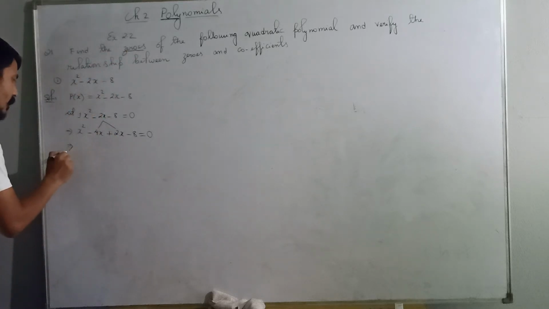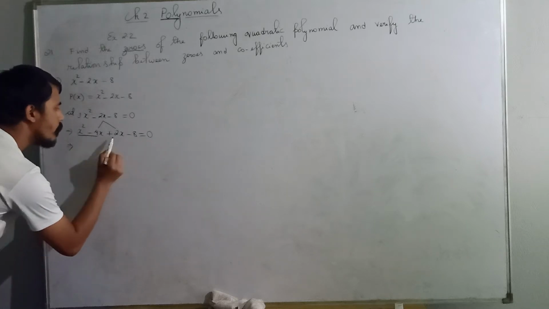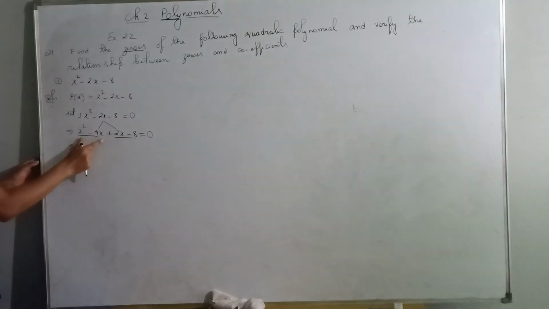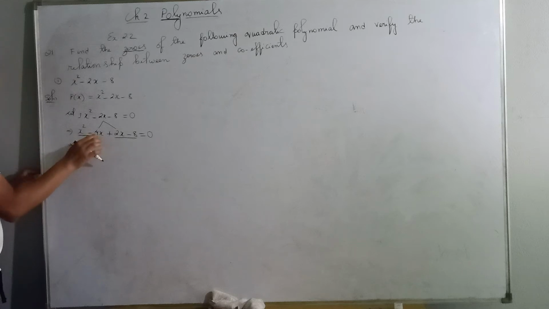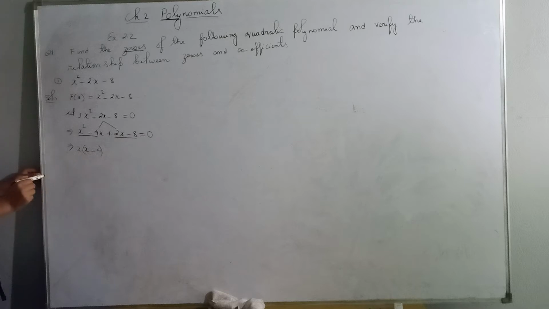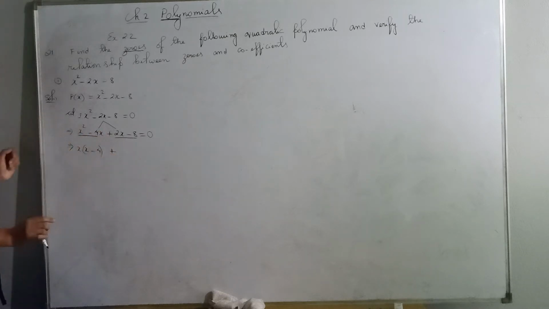Now, so we have 4 terms. You can make them into pairs. From the first pair, we have x as common. So we take x common. From x squared, if we take x common, we have only x. From 4x, if we take x as common, we have only 4. This is negative, so we write negative. If it is positive, you write positive.